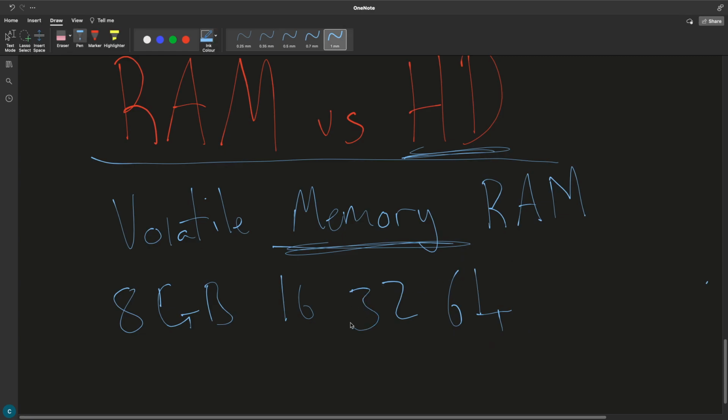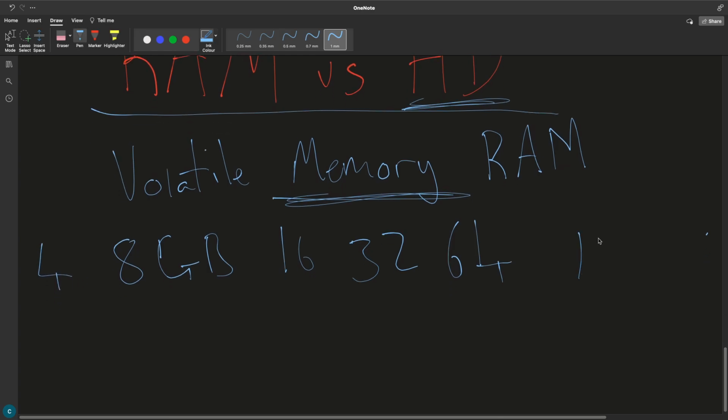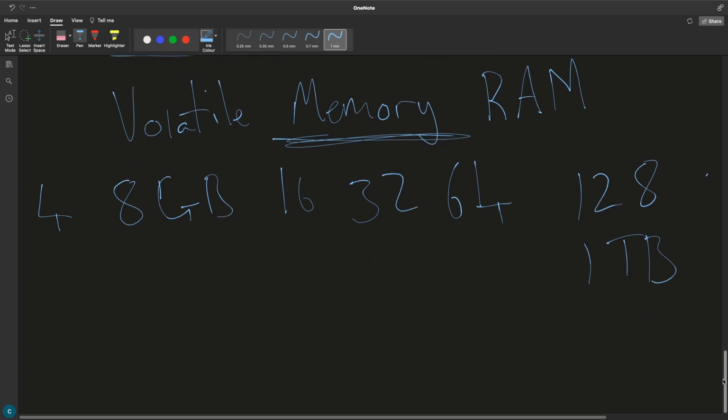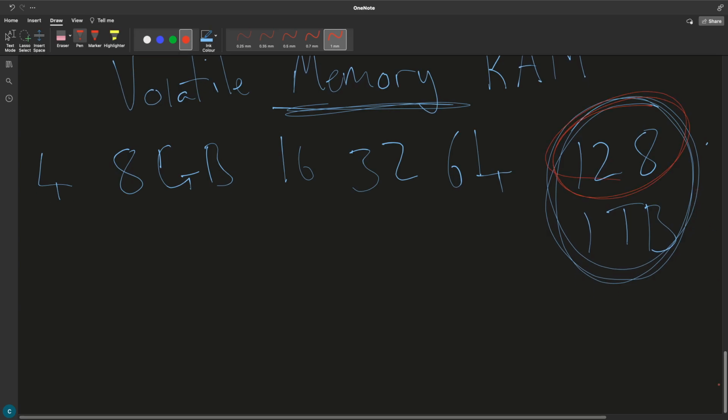You might get 4 gigs. Now it's relatively small. A huge amount of RAM will be 128 to around 1 terabyte. Anything after that, you're talking really big servers and cloud servers and things like that. You wouldn't be seeing 128 gig RAM on very many systems. A gaming rig perhaps. You might see 128 or 256, but not too much more than that. Now that's the volatile memory, and we'll go back into the volatile in a second.